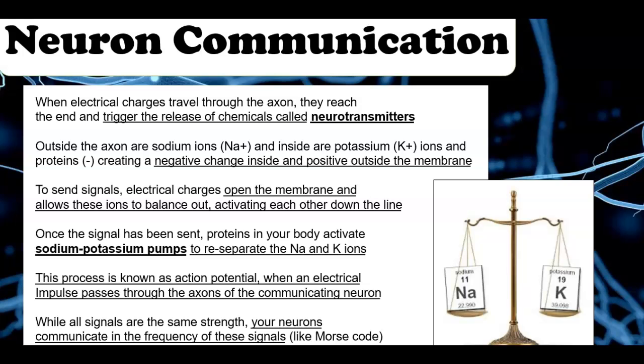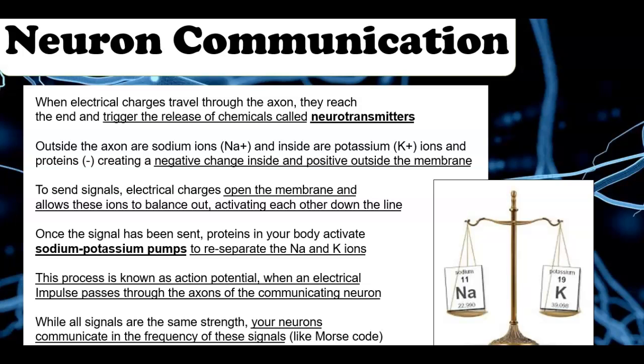called neurotransmitters. Outside the axon are sodium ions, and inside are potassium ions and proteins, creating a negative charge inside and positive outside the membrane. So to send signals, electrical charges open the membrane and allow these ions to balance out, activating each other down the line. And once the signal has been sent, proteins in your body activate the sodium potassium pumps to re-separate the sodium from the potassium ions.